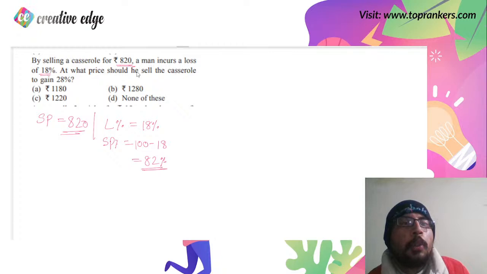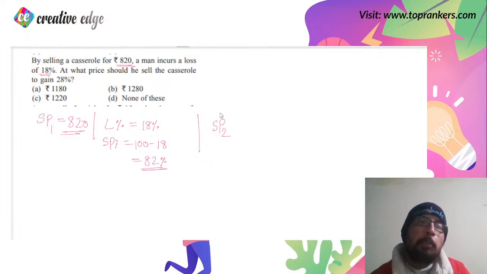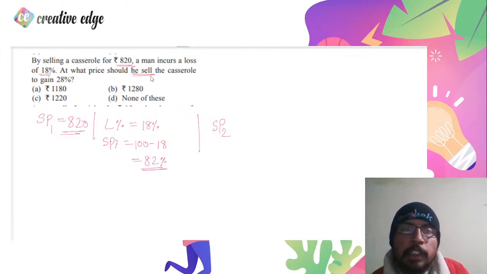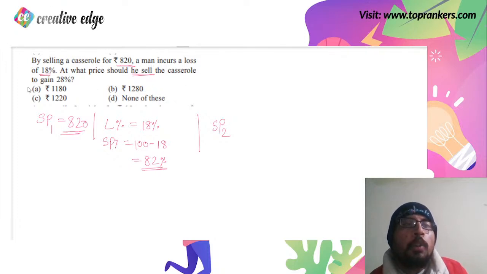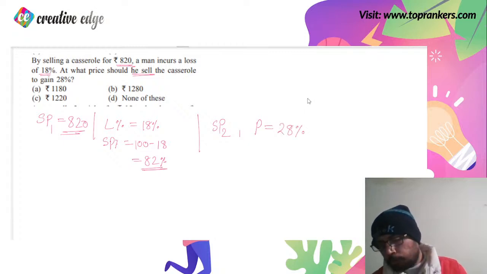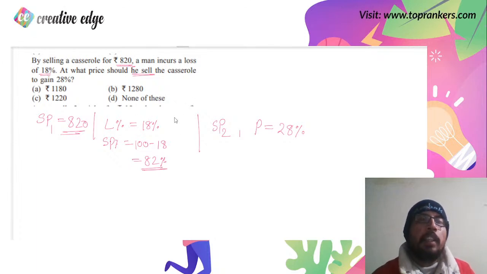At what price should he sell? Again, you have to find SP2. SP1 has been given, but what is SP2? At what price should he sell? Then again, it is asking your selling price, the casserole to gain profit percent. So you have to find that selling price when you will be getting 28% profit. So you have to find in this case.